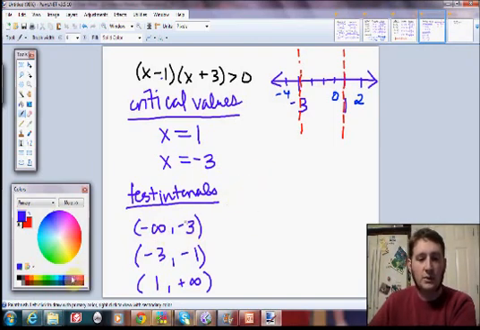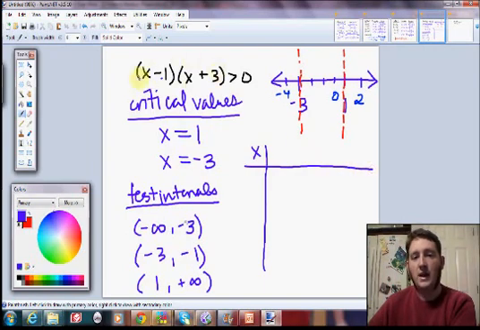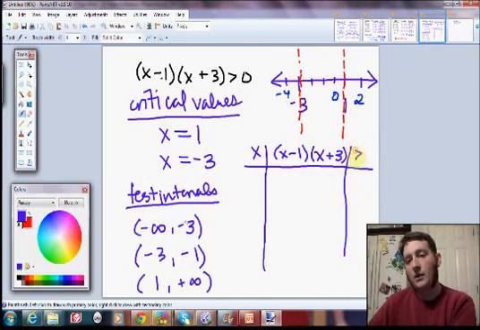And then after you do that, I usually do it by setting up a table. So let me show you how to set up a table. We're going to have 3 columns. An X column, the left-hand side of the problem column, and the right-hand side of the problem column. I'm going to put greater than 0 as a reminder that that was the right-hand side, and then we're going to just fill this out. You'll see in a second. Okay, so I'm going to go ahead and write in my 2 critical values here, -3 and 1.